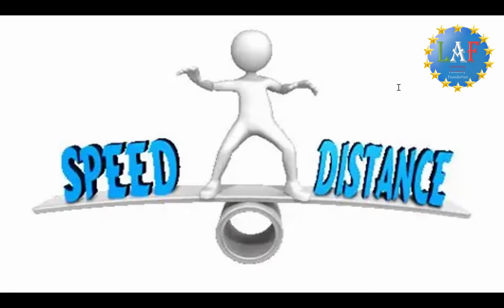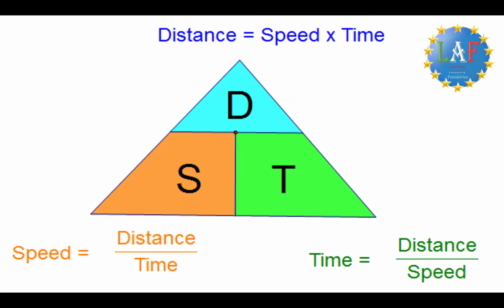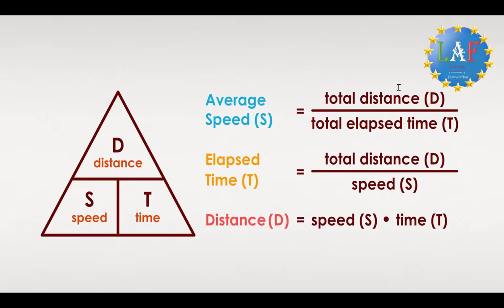Average speed is total distance divided by total time. Time equals distance over speed, and distance, as we have seen, is speed times time. If you run 100 meters in 20 seconds, your average speed is calculated as total distance over total elapsed time. So, for example, 100 meters divided by 20 seconds, that is 5 meters per second. Elapsed time equals total distance over speed. Distance equals speed times time.